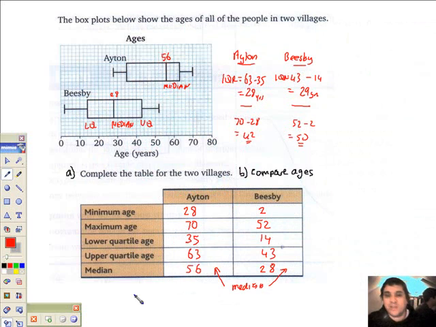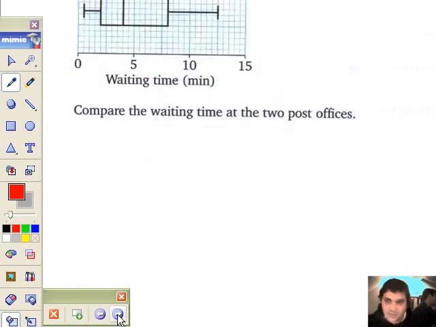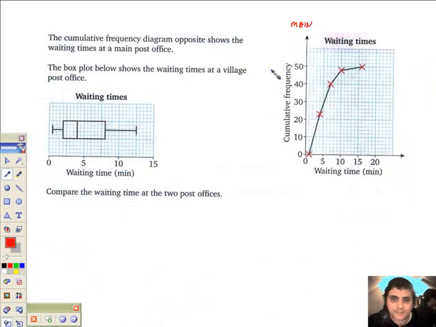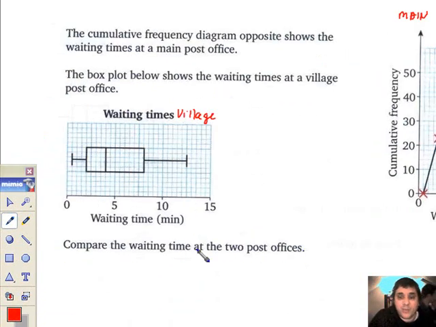Of course, not everyone's twice as old as everyone in the other village, but on average that's what you've got, and that's compared. Next part says the cumulative frequency diagram shows, and I think that's going to be question 5. The cumulative frequency diagram shows the waiting times in the main post office. So if I put the word main up here, then we know that's what we're talking about. And below we've got the waiting times in a village. I'll put village here so I don't lose track of what's going on. And I've got to compare the waiting times.